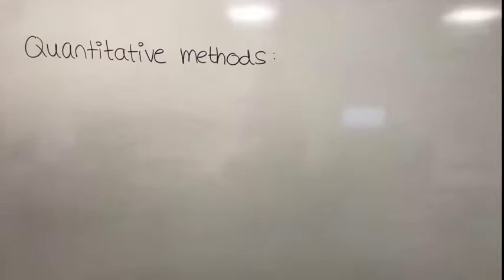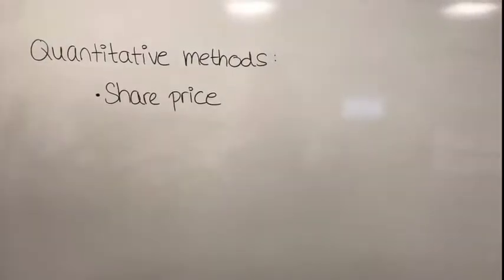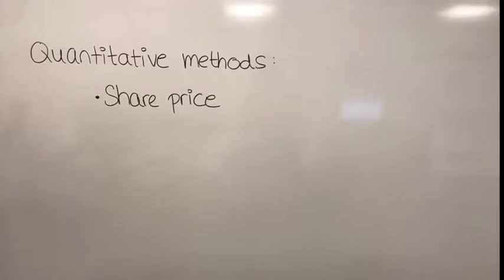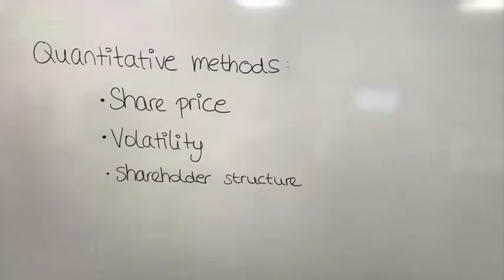Quantitative methods. Share price. Disclosure of information leads to high transparency, which leads to high trust, so the risk discount is lower. Volatility. Expectation management should keep volatility low. Shareholder structure. The shareholder structure can be influenced accordingly through targeted addressing.